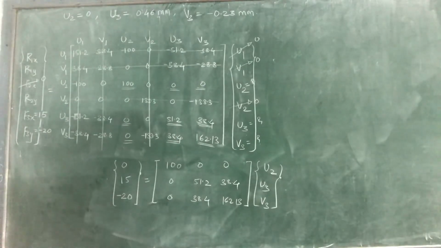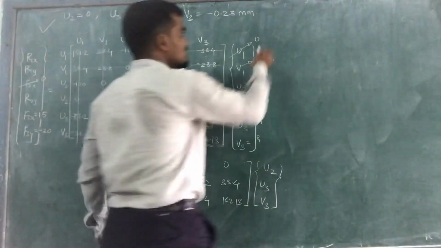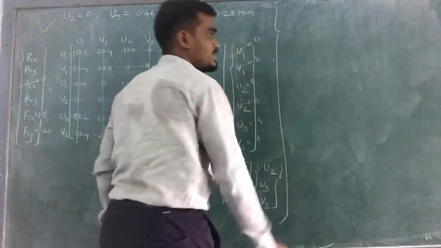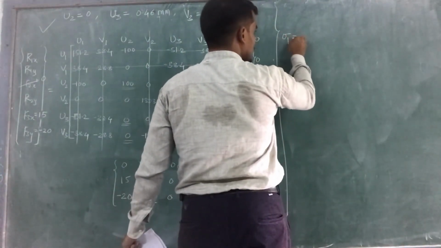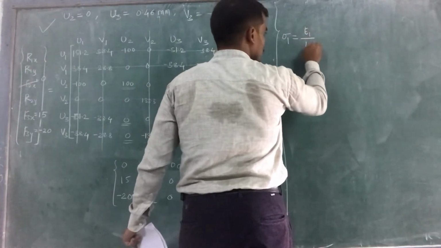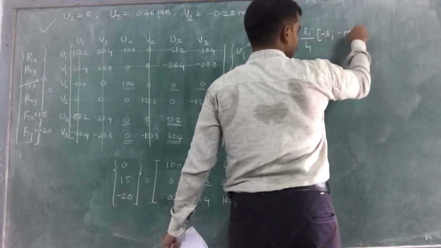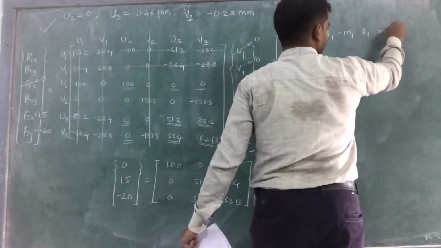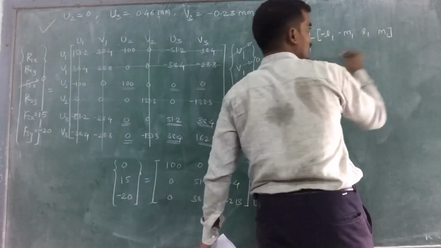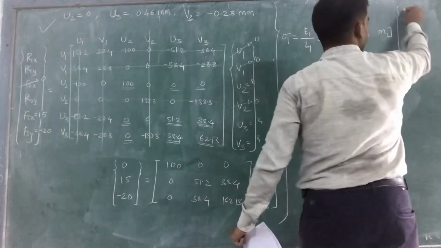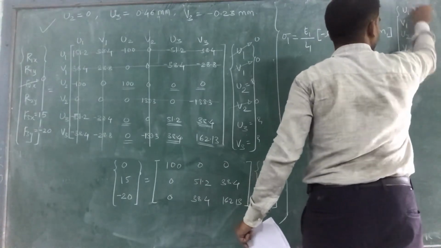Now the next step is what? So these are the displacements. Now the next step is to find out the stresses in each element. We know the formula: sigma 1 is equal to E1 by L1 into minus L1, M1, and so on. For the first element the connectivity is between node 1 and 2, which means the connectivity between U1, V1, U2, V2.